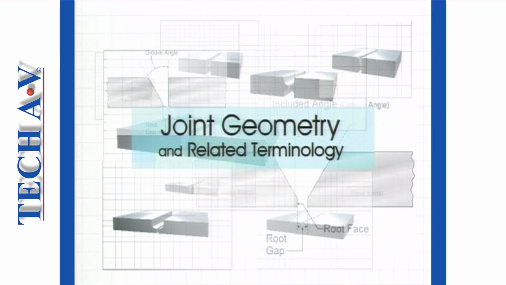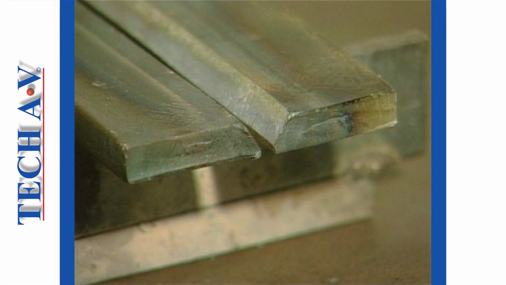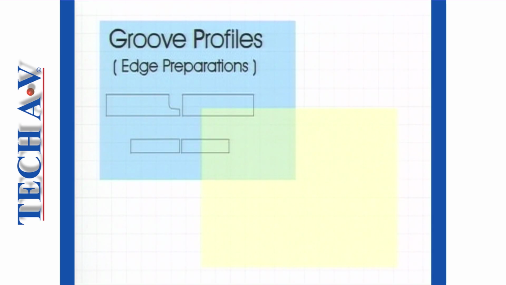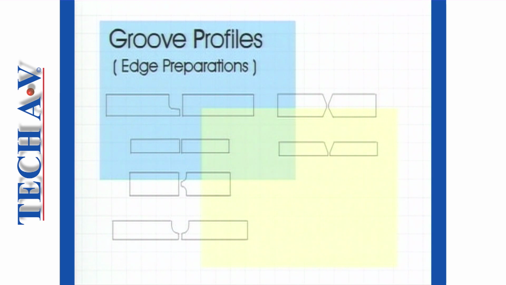Joint geometry refers to the shape and dimensions of a fitted-up joint when viewed in cross-section before welding takes place. The preparation of joints most usually involves preparing the edges to a specific shape. The shapes given to members during edge preparation are known as groove profiles or edge preparations.